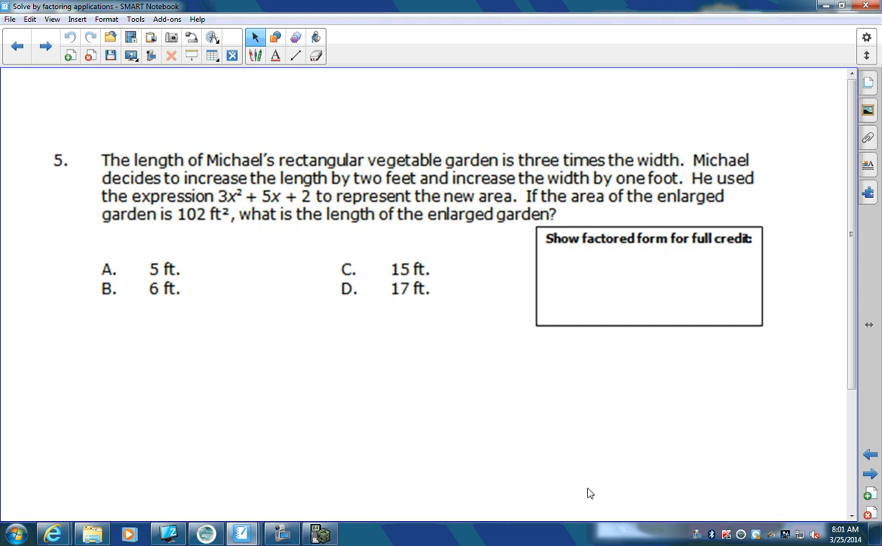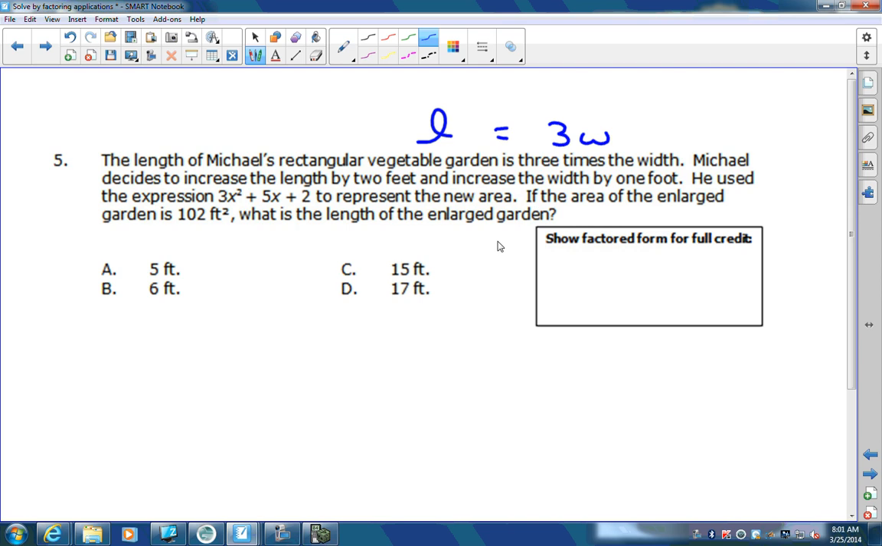All right, this looks like it's a lot of words. You guys would look at this problem and go, "Oh, I don't want to do this one." Okay, number 5 says the length of Michael's rectangular vegetable garden is 3 times the width. Okay, so my length is 3 times the width. Michael decides to increase the length by 2 feet and increase the width by 1 foot. He used the expression 3x squared plus 5x plus 2 to represent the new area. If the area of the enlarged garden is 102, what is the length of the enlarged garden?